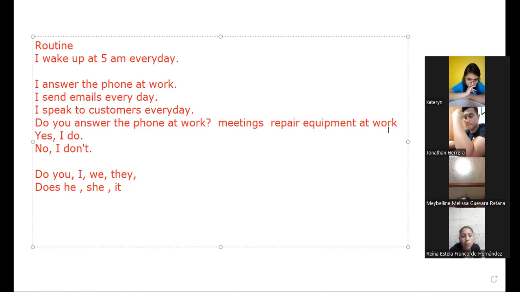Okay, I'm gonna call roll y nos tomamos un break de 10 minutos y continuamos. Vamos a hablar acerca de las frequency words. Hoy vamos a aprender las frequency words y para qué se usan ellas, y vamos a hacer un ejercicio de lectura donde les voy a ayudar en la pronunciación, en la fluidez y en la articulación.